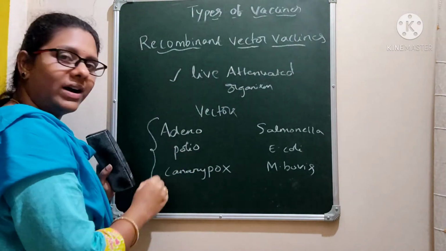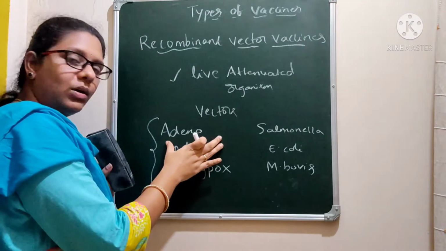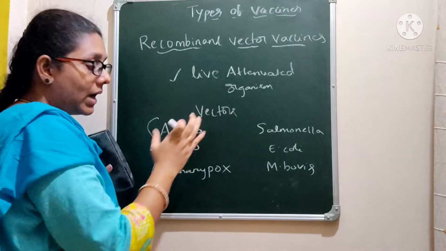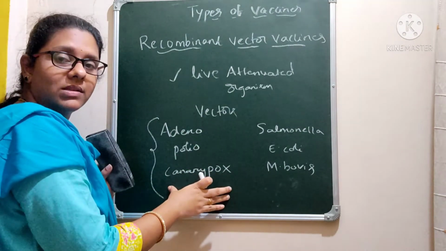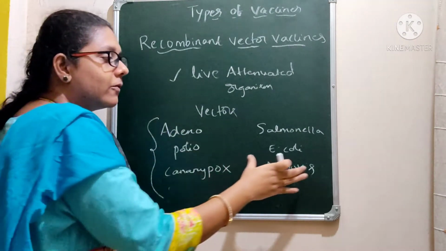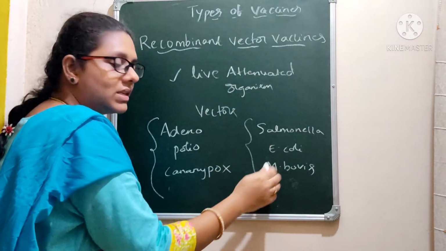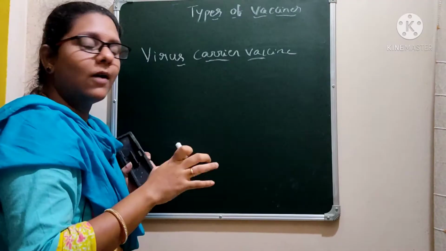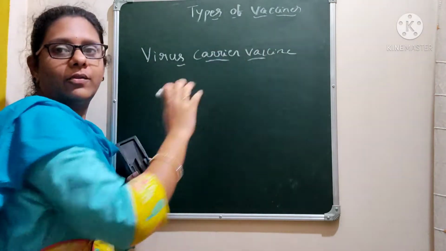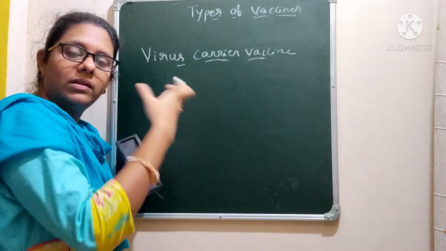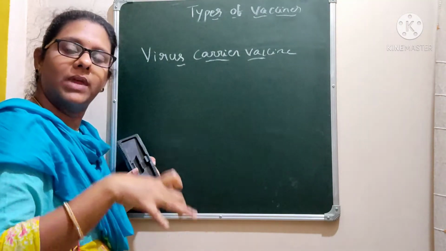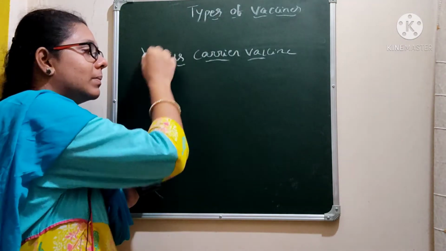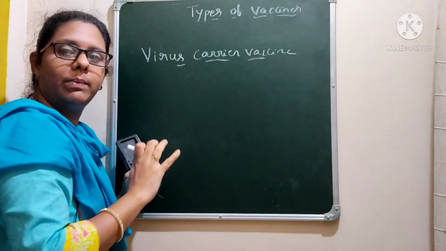These are the viral strains where we can use adenovirus, poliovirus and canary pox virus as vectors. And remember, these are live viruses but attenuated viruses. Whereas we can also use bacterial strains like Salmonella, E. coli and Mycobacterium bovis as vectors. Now let's discuss the virus carrier vaccine. Just now I told you either virus or bacteria in a live, attenuated form can be used as vectors. Now let's see how we can prepare a vaccine by using a virus.